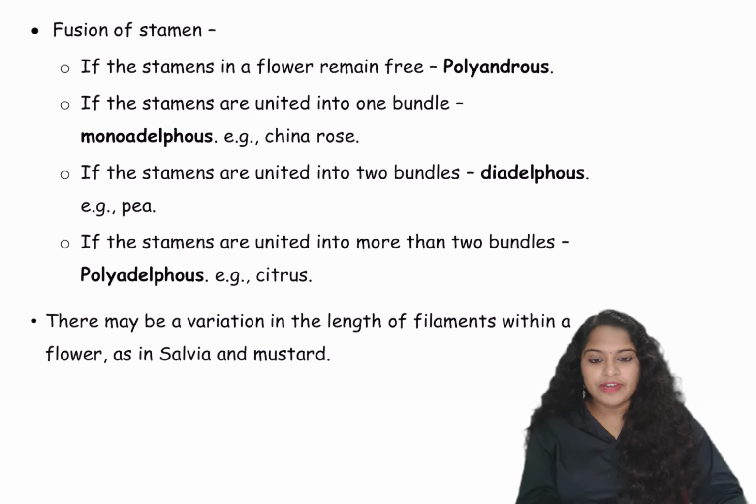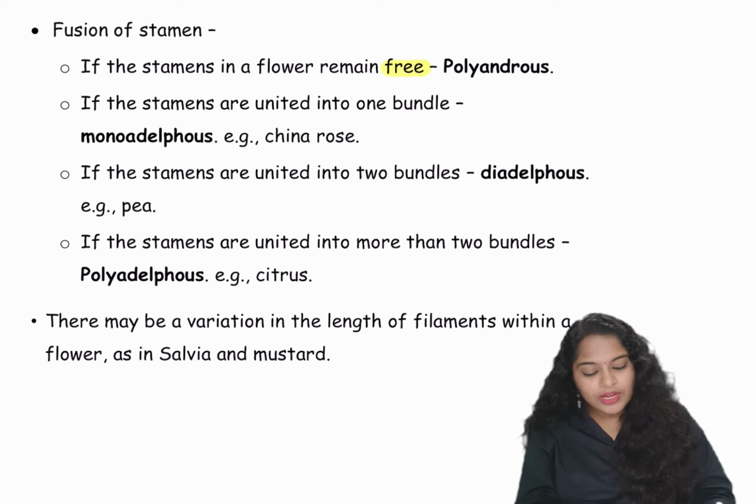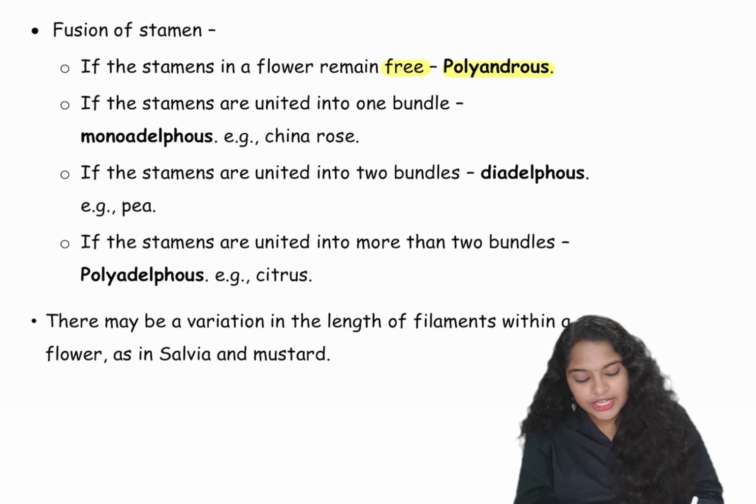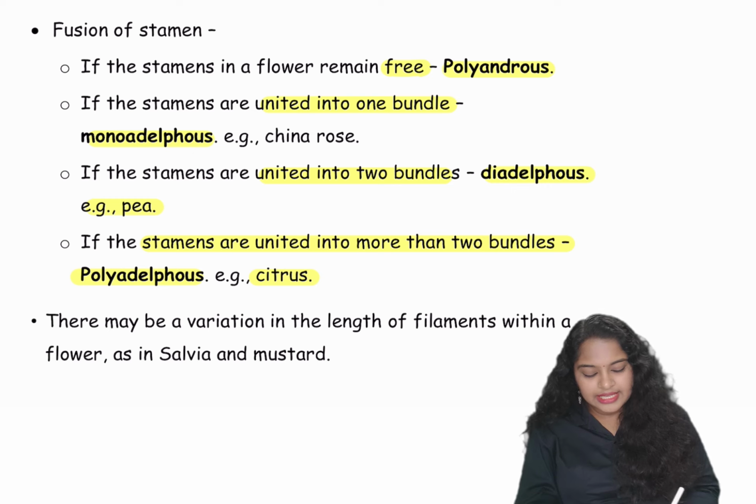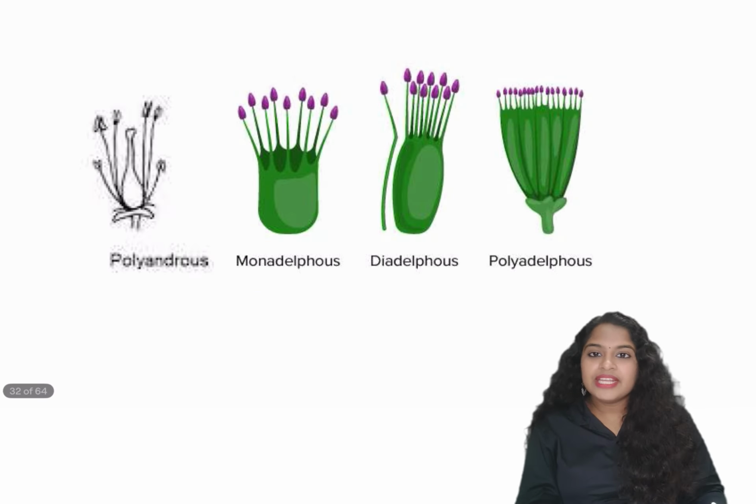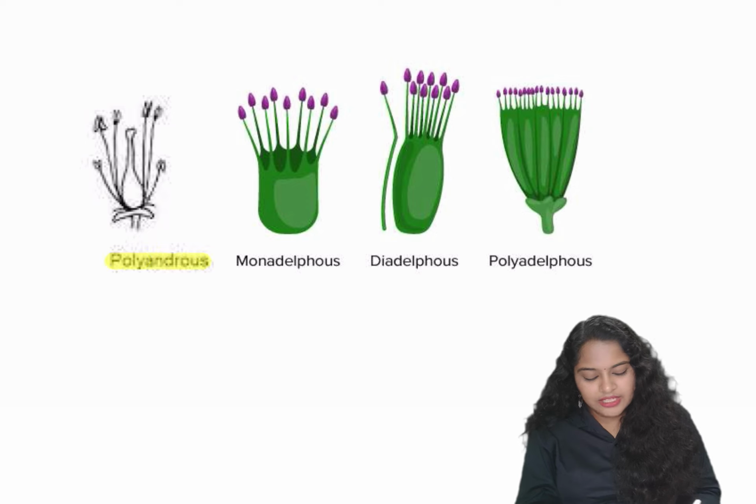If the stamens of the flower remain free, it is called polyandrous. If they are united into one bundle, it is called monoadelphous, like in China rose or hibiscus. If the stamens are united into two bundles, it is called diadelphous, for example in pea plants. And if the stamens are united into more than two bundles, it is called polyadelphous, and there may be variations in the length of the filament within the same flower, as in salvia and mustard. Now you can see the structures of polyandrous, monoadelphous, diadelphous and polyadelphous.